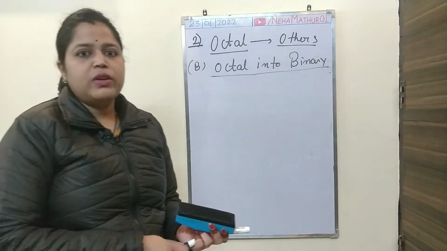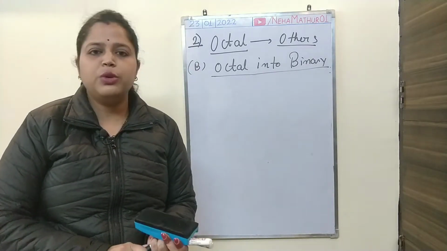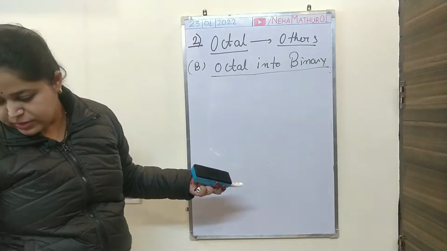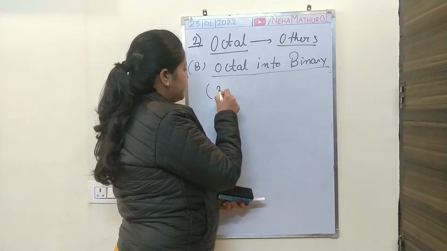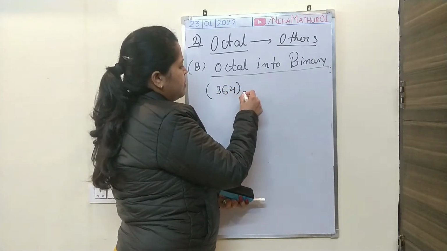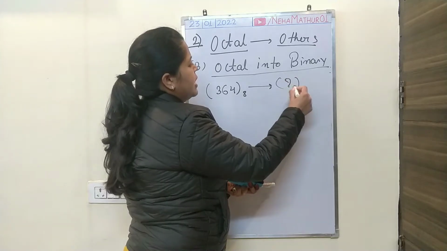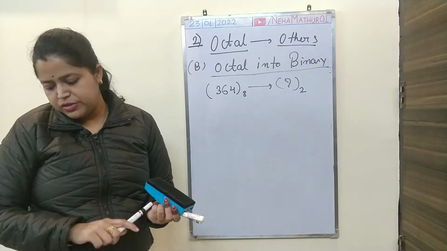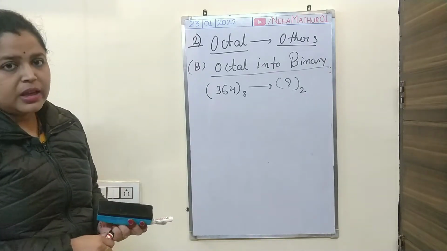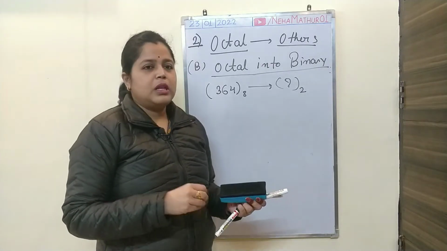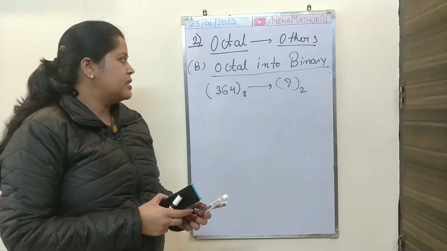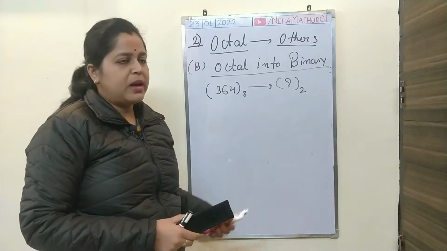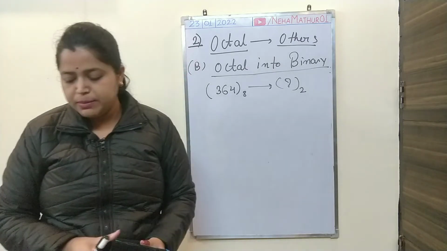So again I am taking one example. Just by solving that example you can understand what the concept is for this conversion. The example is 364 having base 8, and I want to convert that into a binary number having base 2. So what will be the process? This is going to be interesting. Remember one thing, this is a little bit tricky concept, or I can say a little bit different concept for the conversion of octal into binary. So you will have to keep that in your mind properly.